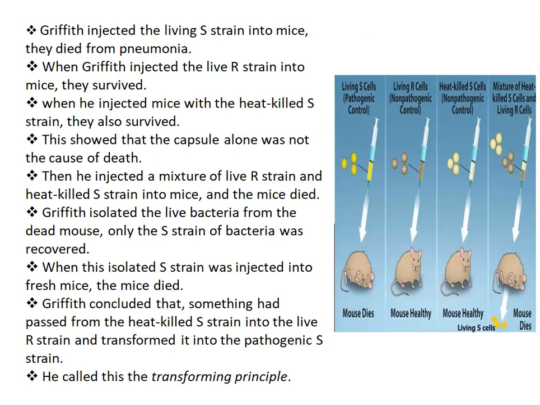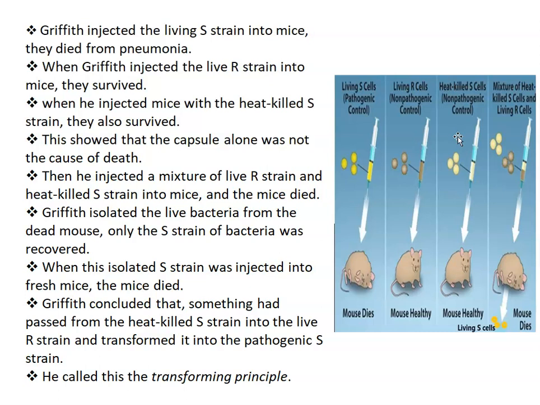In his experiments, first Griffith injected, you can see here in this diagram, living S strain into mice. And he observed that mice died from pneumonia. Then he injected live R strain into mice. Mice survived. Then he injected mice with heat-killed S strain. Mice also survived. As we know, capsule is present outside the cell wall of S strain, so this showed that capsule alone was not the cause of death.